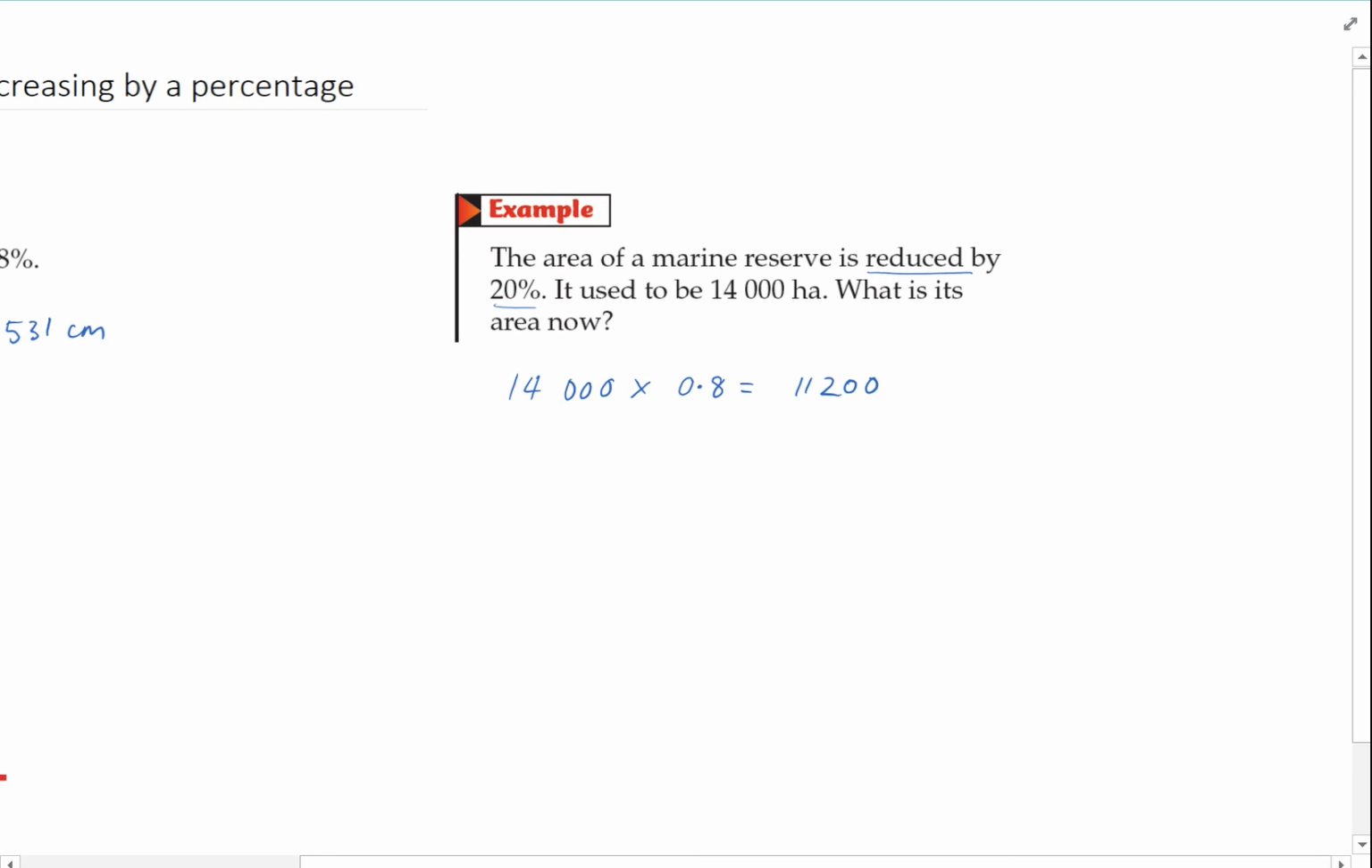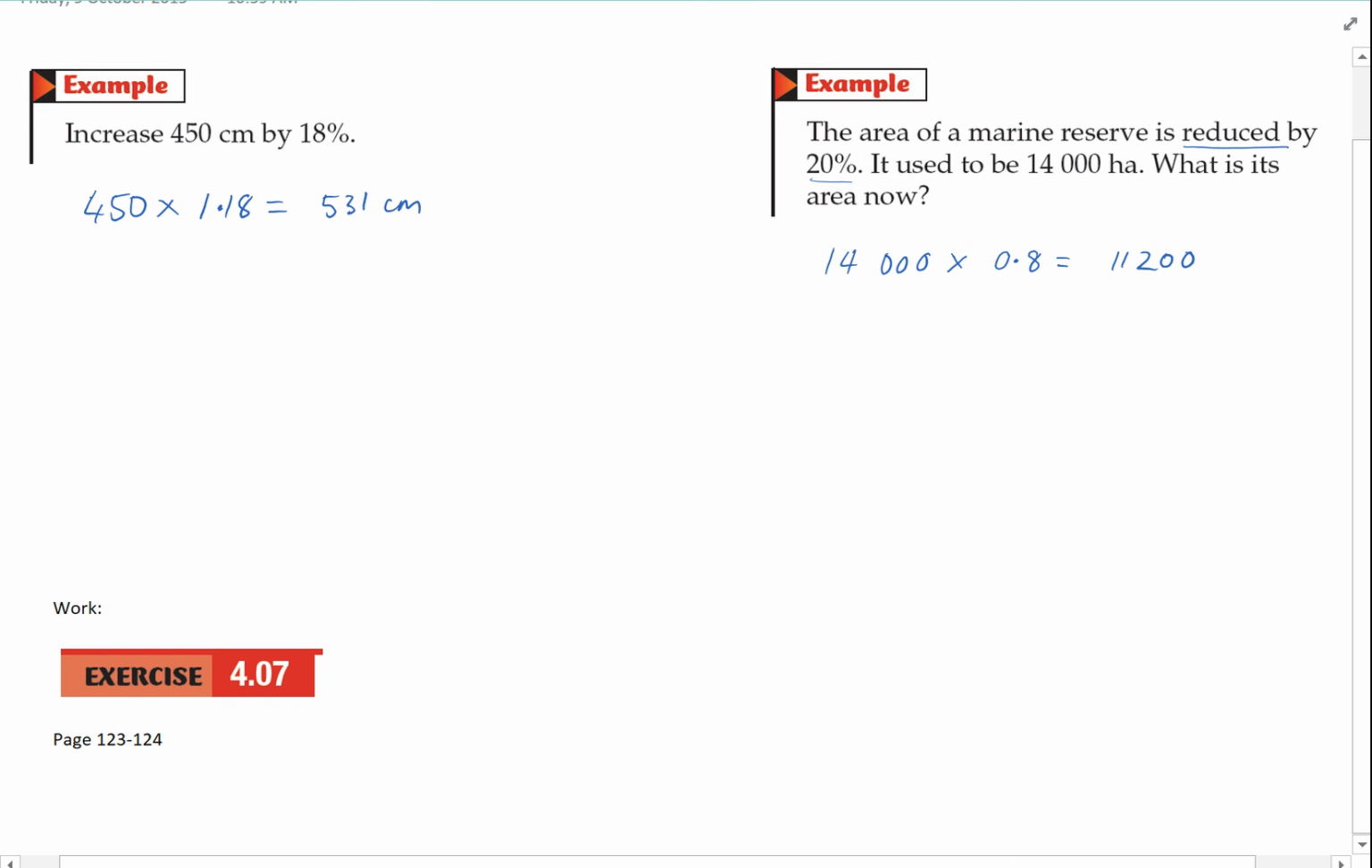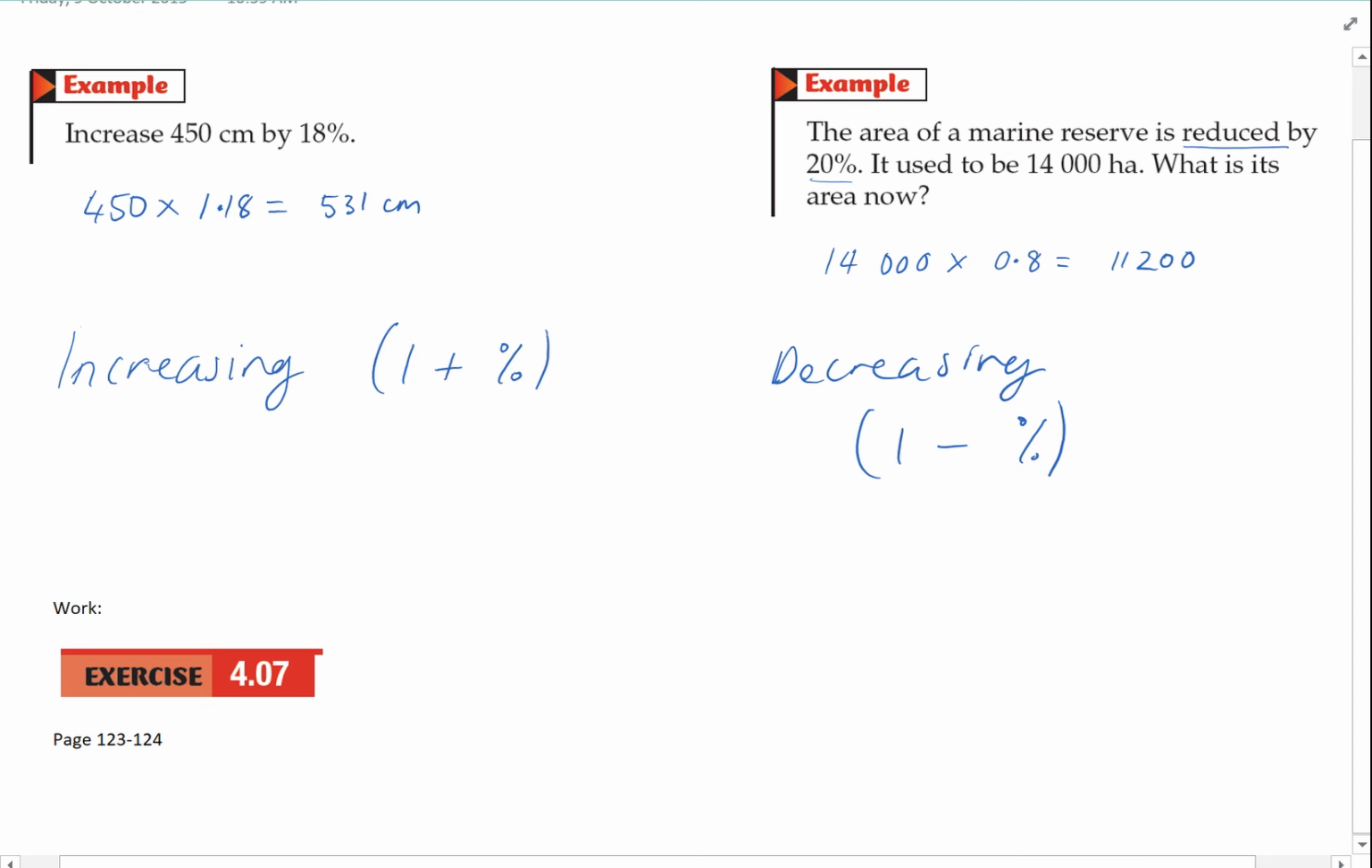Okay, so in summary, when you're increasing, it's going to be 1 plus the percentage, and when you're decreasing, it's going to be 1 minus the percentage. Okay, and if you can remember that, you'll find these increasing and decreasing questions really easy. So have a go at exercise 4.07, please.